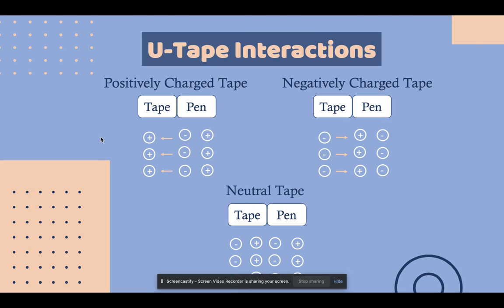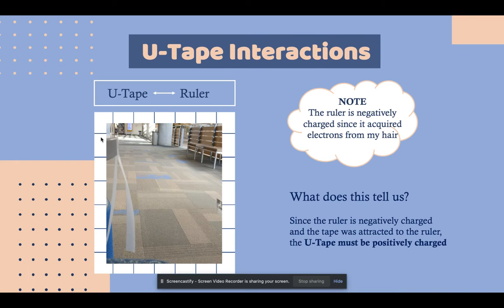And here are some diagrams describing the different interactions, up on the top left. If the tape was positively charged, it would attract a neutrally charged pen, attract the electrons in that pen, and possibly have some electrons from the pen transfer to the tape. If the tape was negatively charged, the tape would also be attracted to the pen. It would be attracted to the protons in the pen, and potentially some of the electrons in the tape would transfer to the pen. If the tape was neutral, there would be no attraction between the tape and the pen. Electrons and protons would just be evenly dispersed.